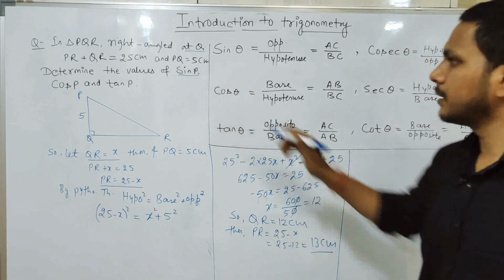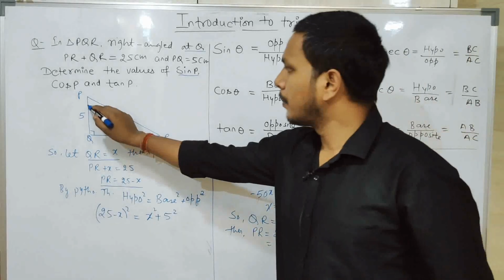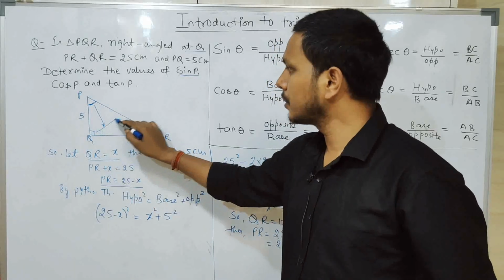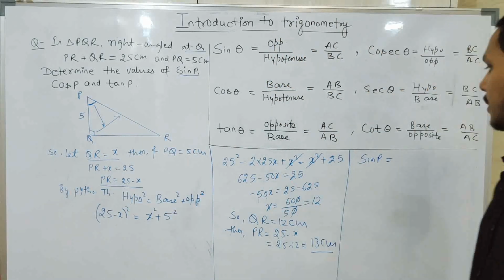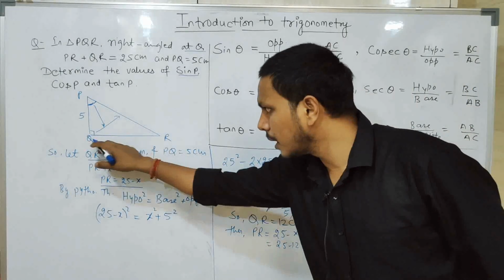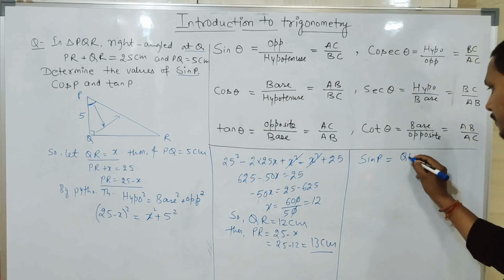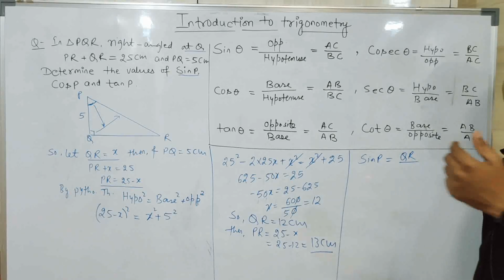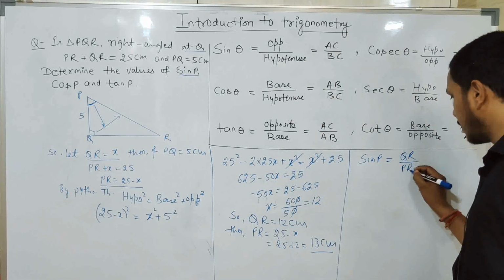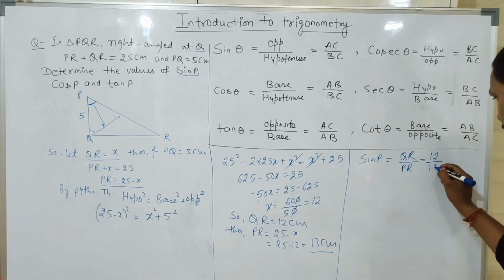So the question is: find sin P. And we know that the side opposite to the angle is known as opposite, and the side opposite the 90 degrees is known as hypotenuse. So simple, sin P is equal to opposite side, which becomes QR, because it is opposite to the angle, upon hypotenuse, which is again PR, and both values we have. QR equals 12 and PR equals 13.